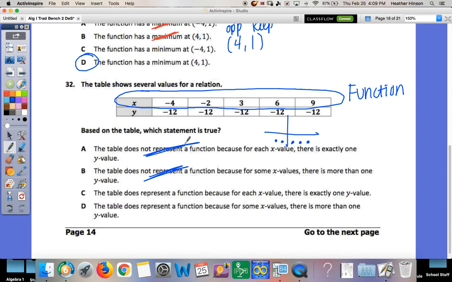But is it a function because for each x value there's only one y value, or for some x values there's more than one y value? Well, a function is a function because the x's are different. So they can only have one y value. They don't get to share. So this is C.